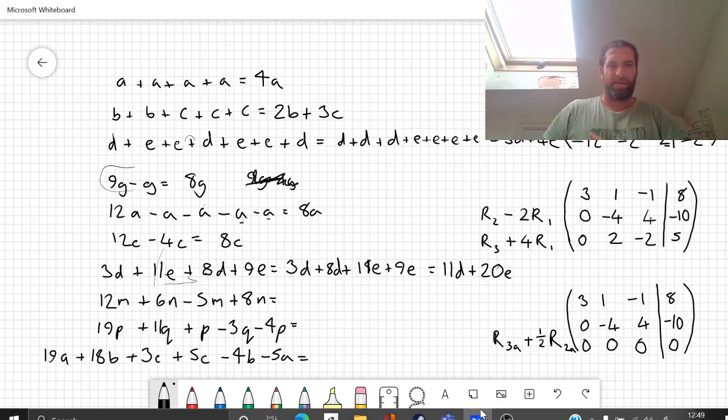12M, and we're going to do this again, so we'll put them in order. We've got 12M minus 5M plus 6N plus 8M. So we've got 12 minus 5, which is 7, which is 7M, and we've got 6 plus 8, which is 14. So we've got 14N.